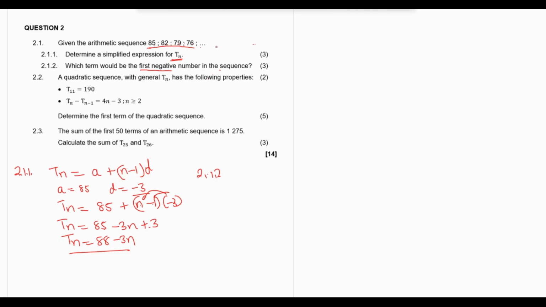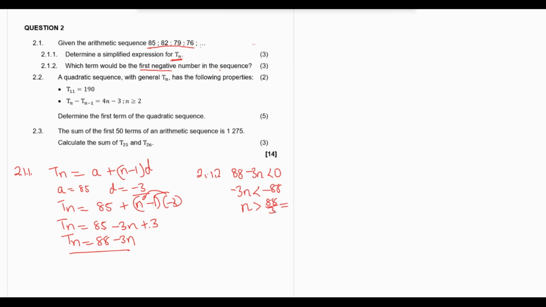So let's start by finding n. We're saying this term should be less than 0. Negative means less than 0. So we're saying our Tn, which is 88 minus 3n, should be less than 0. We're solving an inequality here. So negative 3n is less than negative 88. Then we divide by negative 3 on both sides. Remember, when you're dividing by a negative, the inequality sign changes. n is greater than 88 over 3.